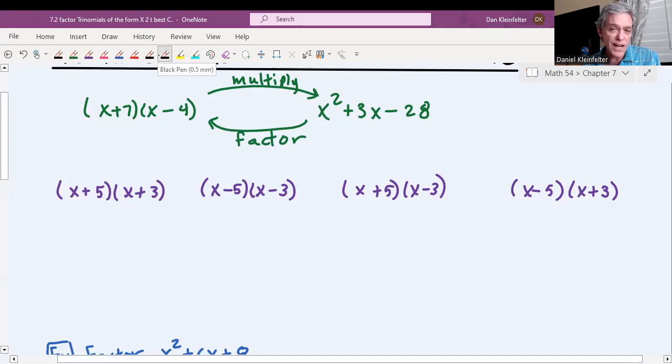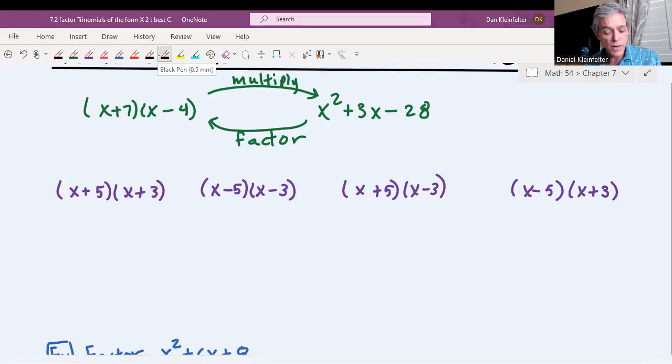For this one, I've used 5 and 3 for the numbers, just to keep that piece of it uniform. So we have x plus 5 times x plus 3, x minus 5 times x minus 3. All I've done is mess around with the patterns of pluses and minuses to give all 4 different possibilities: both plus, both minus, plus minus, minus plus. So let's multiply all those out real quick and see what we get.